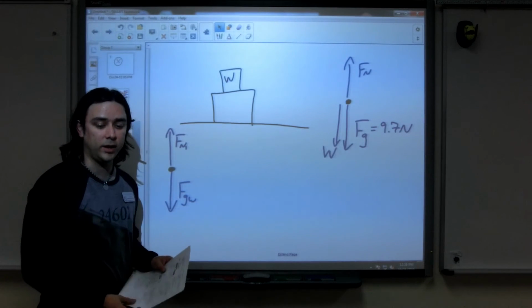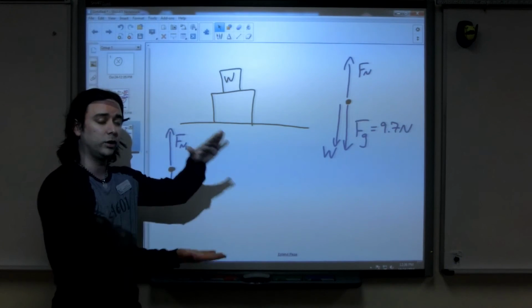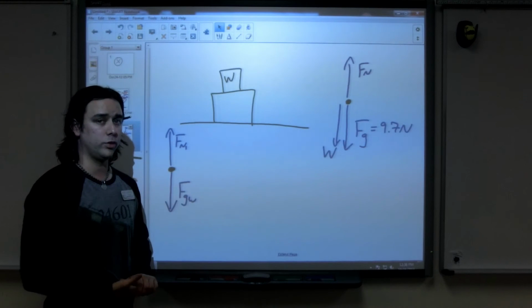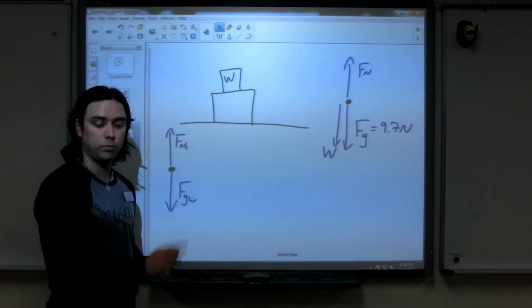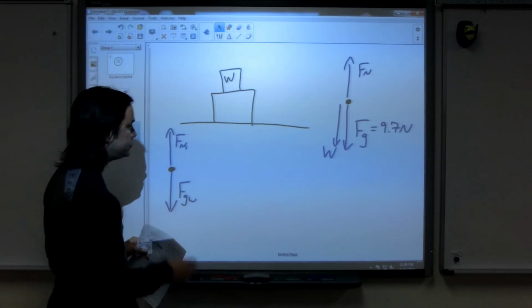It's the same as the example I gave in class when I said if you had a blindfold and I put a book on your hand, would you know when the book was there? You would, because it pushes down on your hand as you push up to hold the book.